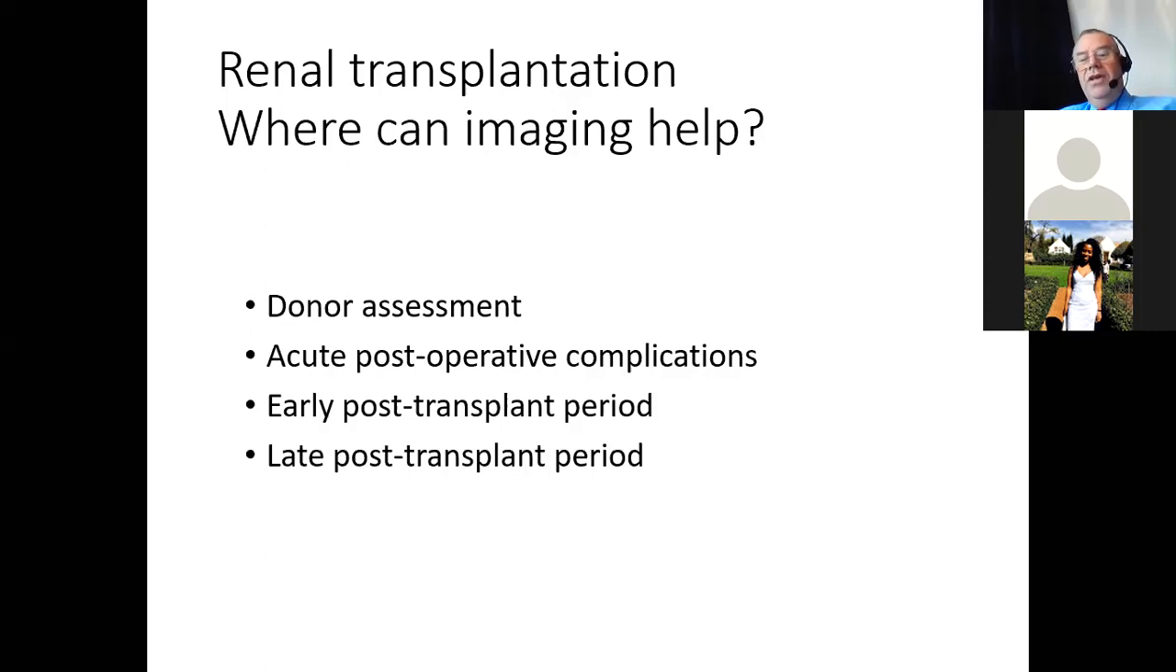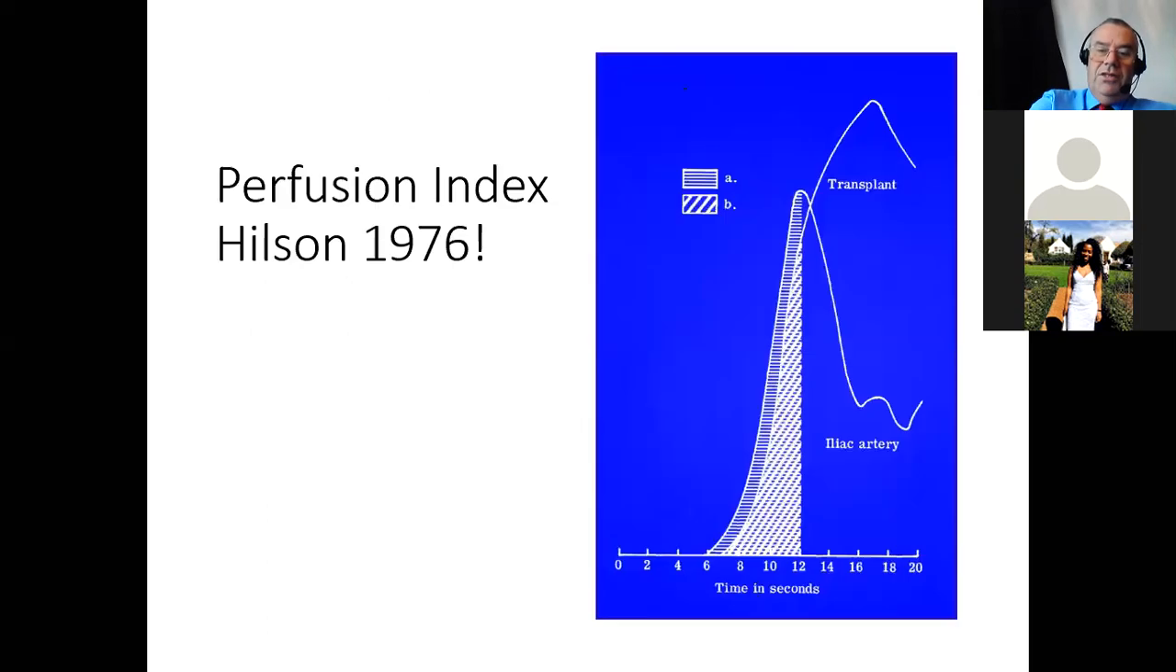So then all the other stuff we do is in the recipients. In the recipients, we might look at any acute postoperative complications or early or late post-transplant complications. When we're looking at a renal transplant, this is based on something called the perfusion index, which was developed by my ex-boss, Andrew Hilson, in 1976. And that really looked at the first few seconds of uptake in the kidney transplant versus the iliac artery.